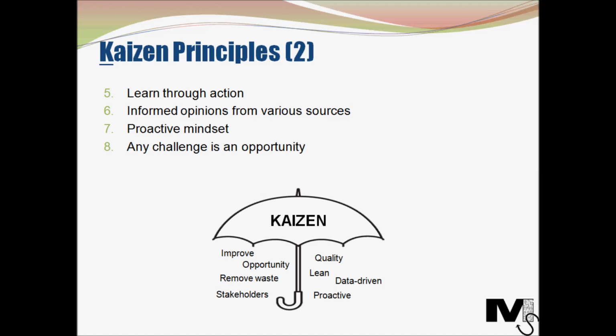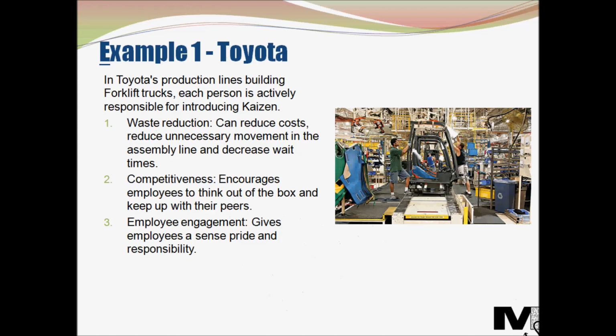When a business overcomes a problem, it gains invaluable lessons on avoiding that problem in the future. Now that we've seen some important principles of Kaizen, let's look at some real-life implementation examples. Our first example is Toyota. Now, Toyota is one of the organizations responsible for the birth of Kaizen.